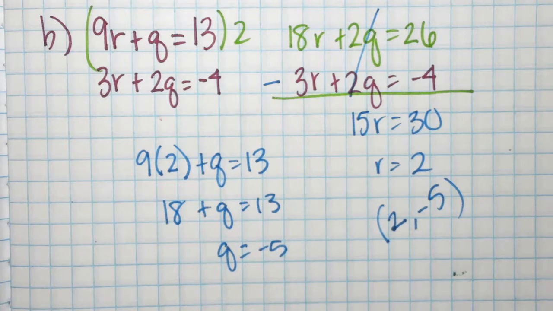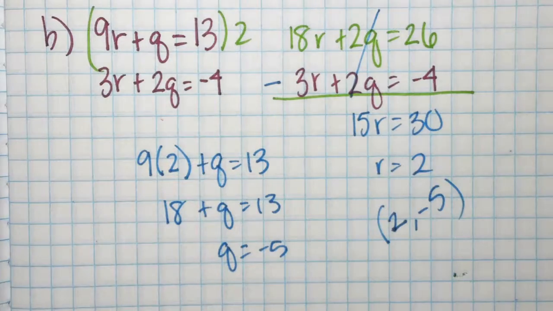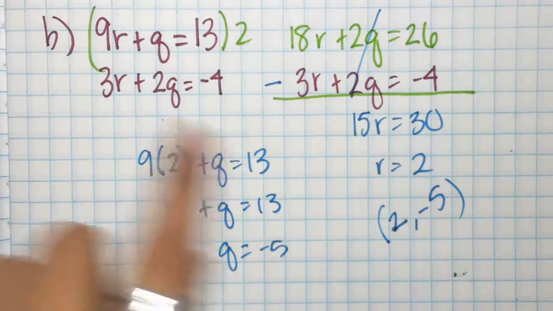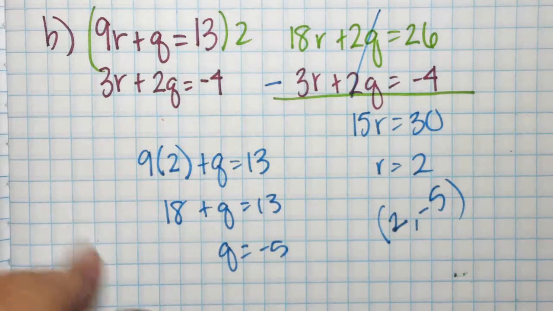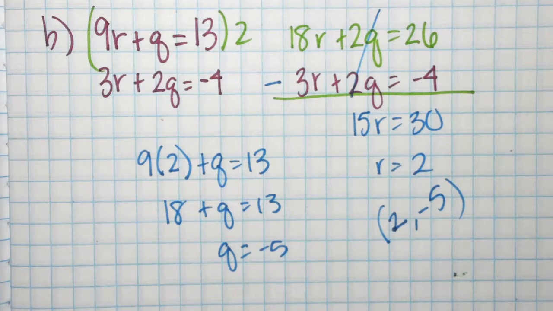Okay, so the first thing I did was I wanted to eliminate my Q's. So I multiplied, and if you eliminated R, you get the same thing. Did anybody eliminate R? Yeah, I eliminated R. Okay, did you get Q equals -5? No, I got negative 2.